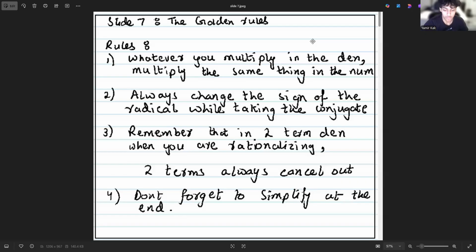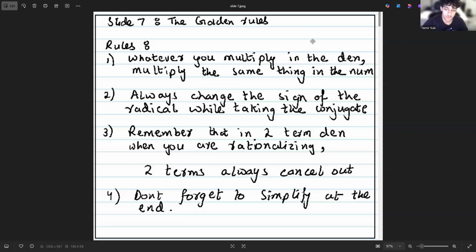And then in the third rule, in a two-term denominator, things do cancel out. This builds on rule two. When you multiply a two-term denominator by its conjugate, something magical happens. Because of a special math pattern, the difference of squares, the radical in the denominator will always disappear, leaving you with just a plain old rational number. It's like the radicals cancel each other out. For example, I'll just make it up with variables: x plus y and then x minus y. When you multiply those, it's x squared minus y squared. So the radicals just cancel each other out.